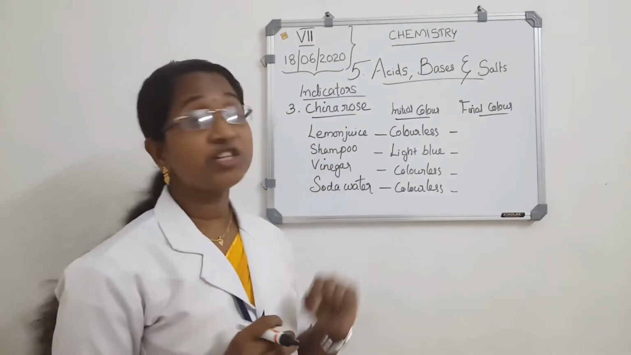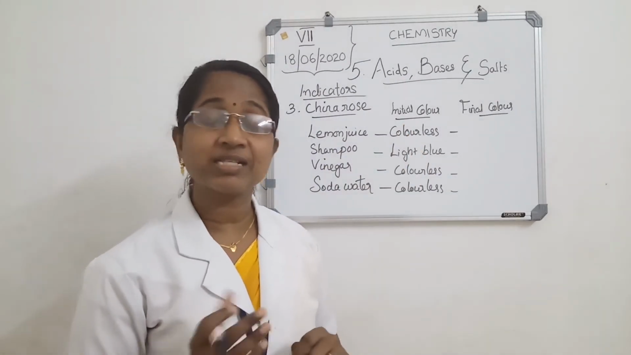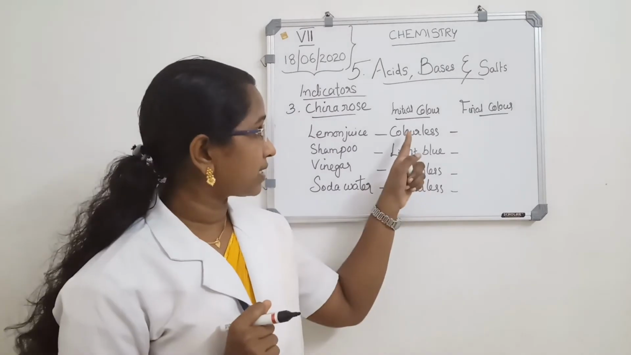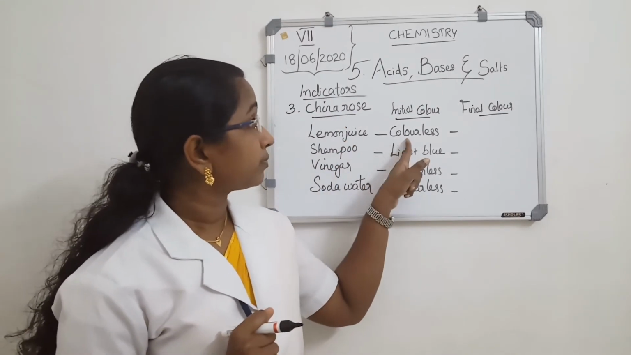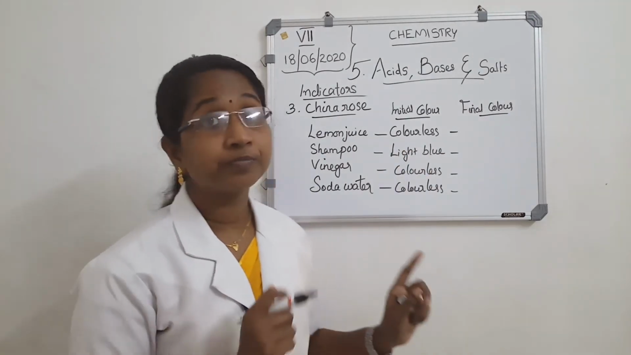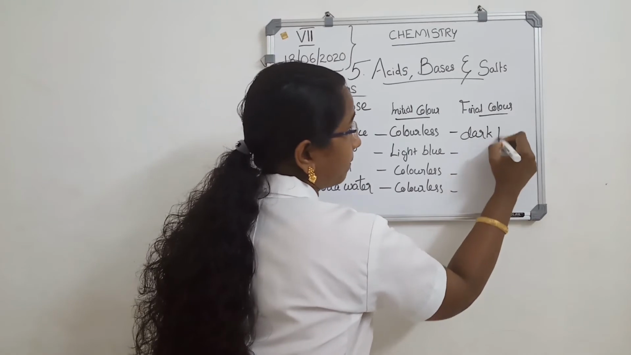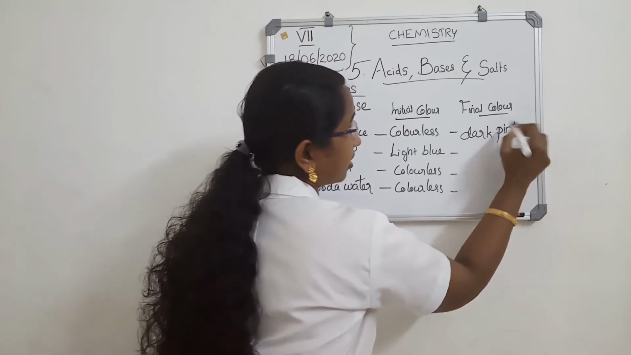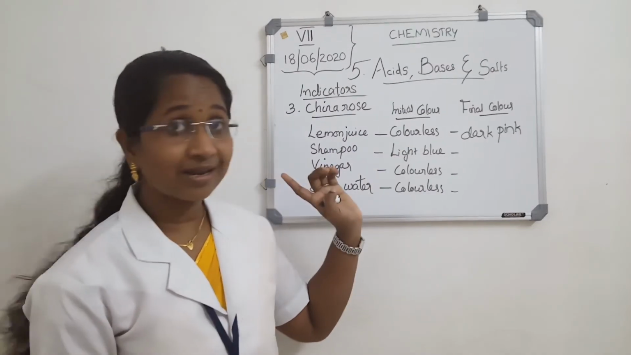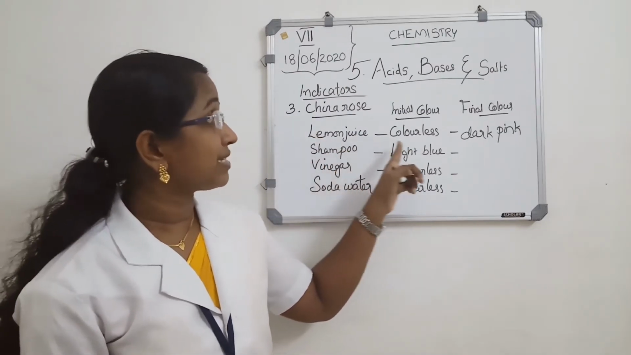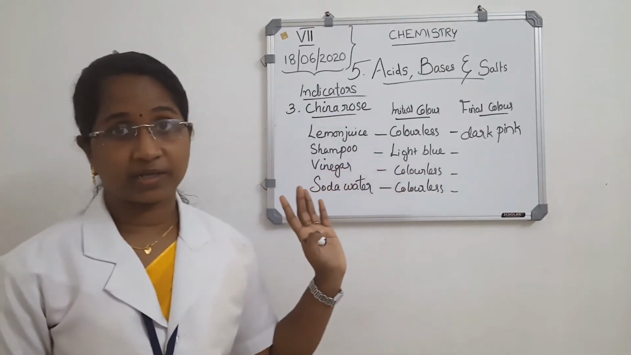First one, lemon juice. What's its initial color? Lemon juice is colorless. When we add China rose indicator, this changes to dark pink. Initial color, colorless. It changes to dark pink.